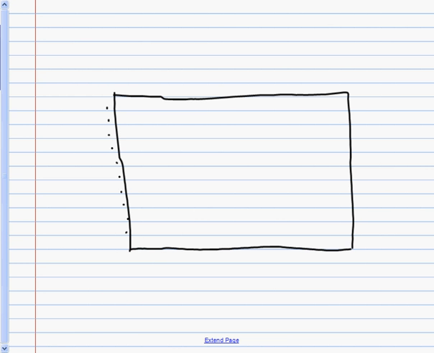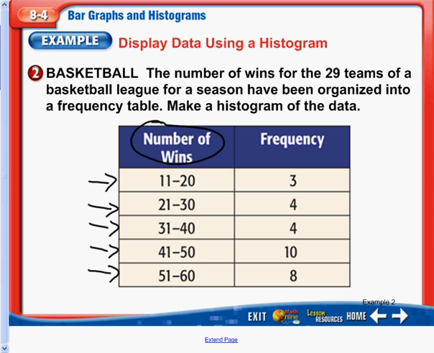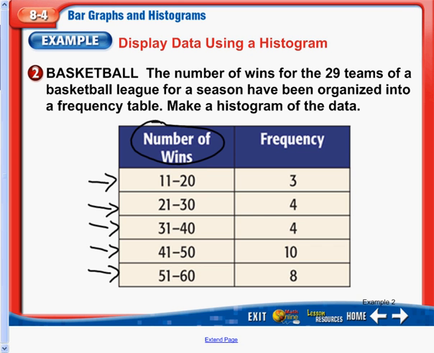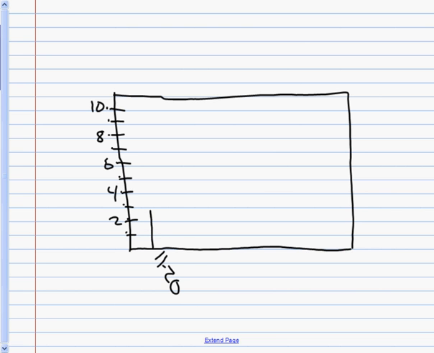So now we've got up to 10s. Again, we'll just mark every other here by 2, 4, 6, 8, 10. So the top of my graph is 11, so we won't hit the top. And my first is 11 to 20, so that is our interval, 11 to 20. And there's only 3 teams that have that frequency, so go up to 3, then go to the side.